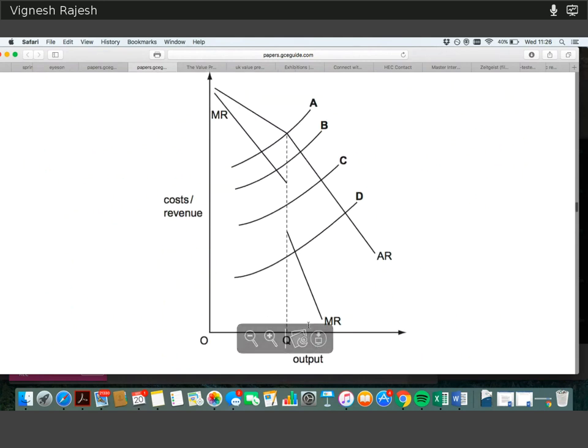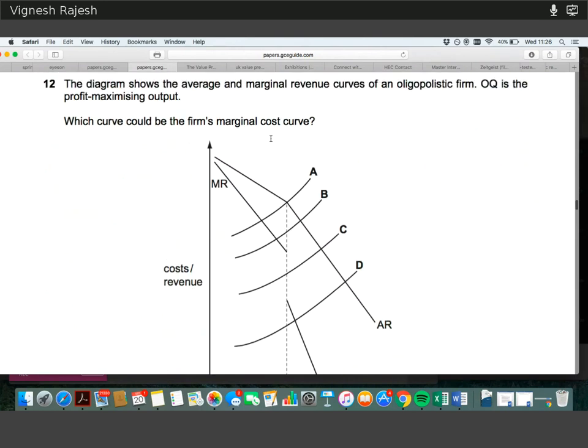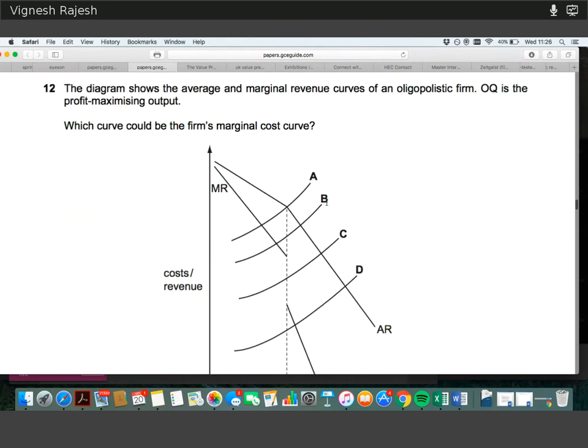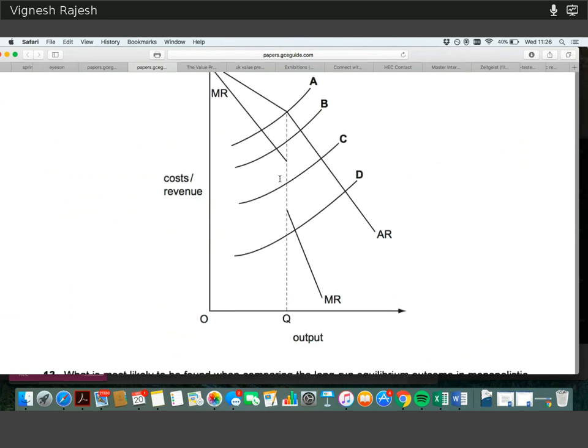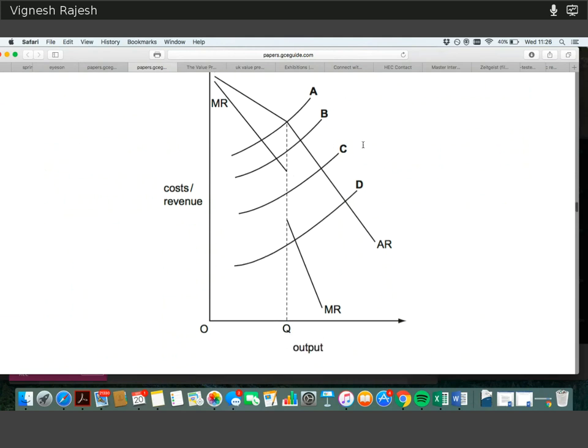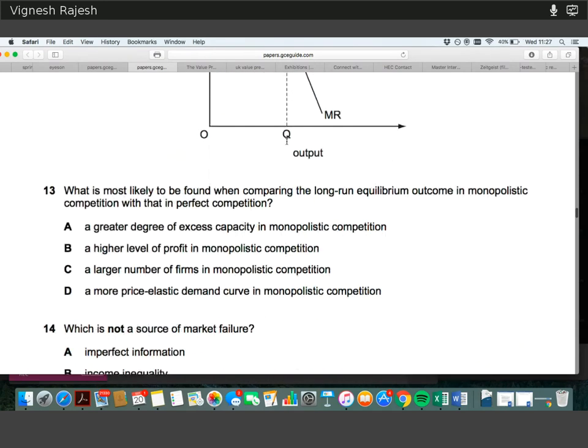So at this point, Q, we have to look because we have a variety of different MC curves that could be possible, but we need the point at which the intersection of the marginal revenue and the marginal cost occurs at Q. And as we can see, this takes place with marginal cost curve C. With A, the MR and MC curves intersect here, which is below Q. Same with B. Meanwhile, with D, the MR and MC intersect beyond Q. It's only at C where the intersection takes place at the profit maximizing level of quantity. So in this case, the answer is C.